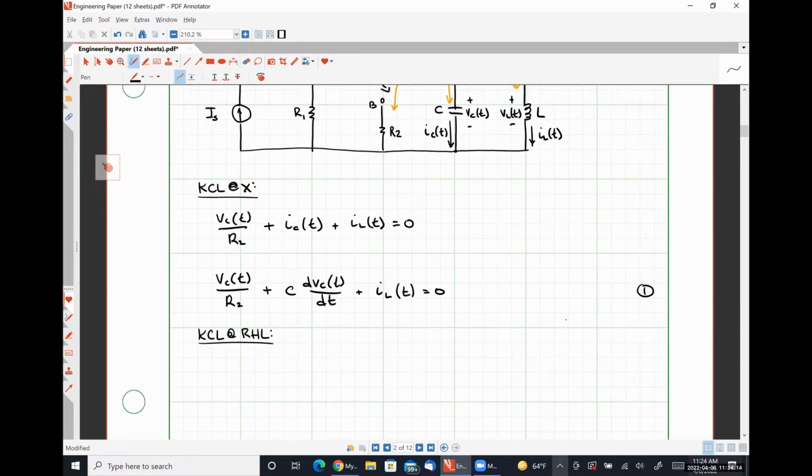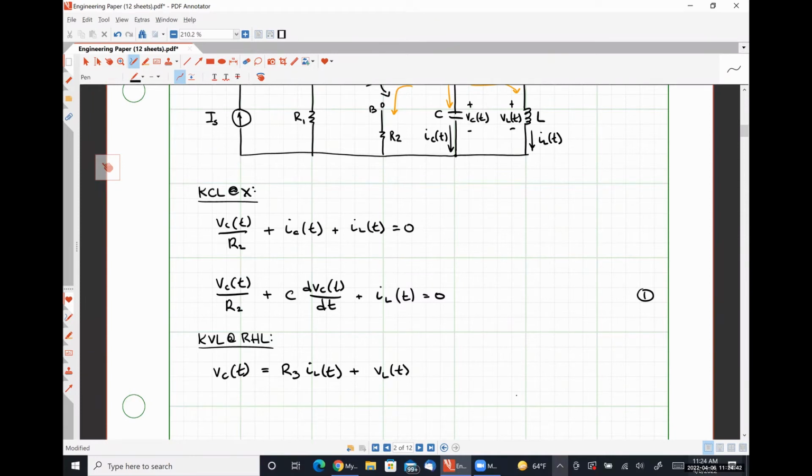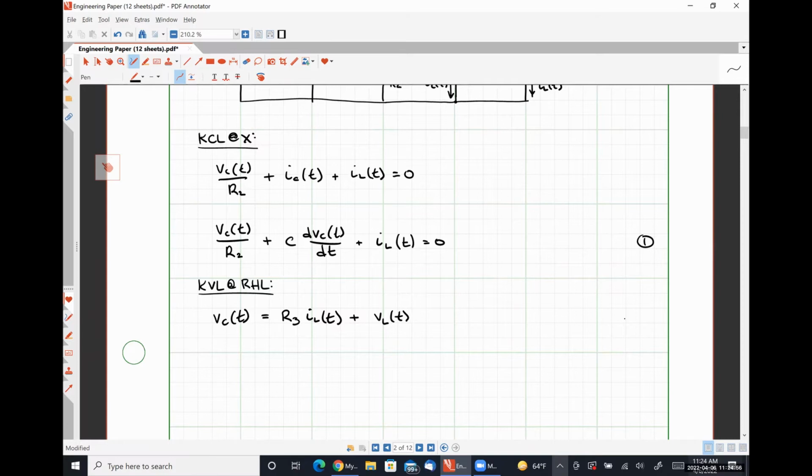So the result of my KCL, or excuse me, KVL equation, my apologies, is VC of t is equal to R3 times IL of t plus VL of t. And again, this isn't quite how I would like it, but I can express the voltage drop over my inductor in terms of my inductor current using the relationship L di by dt. And so that would give me VC is equal to R3 IL of t plus L dIL by dt. And let's call this equation two.